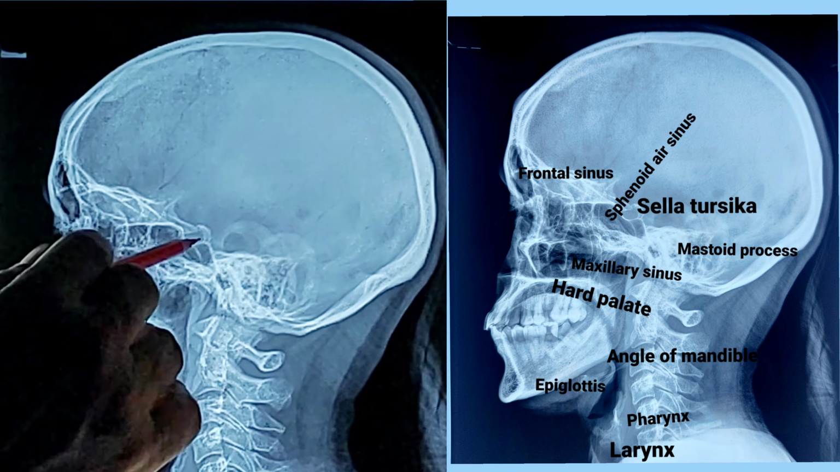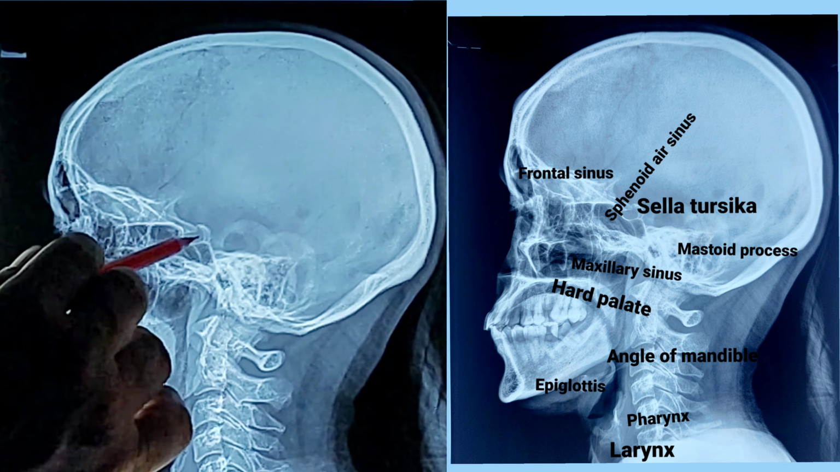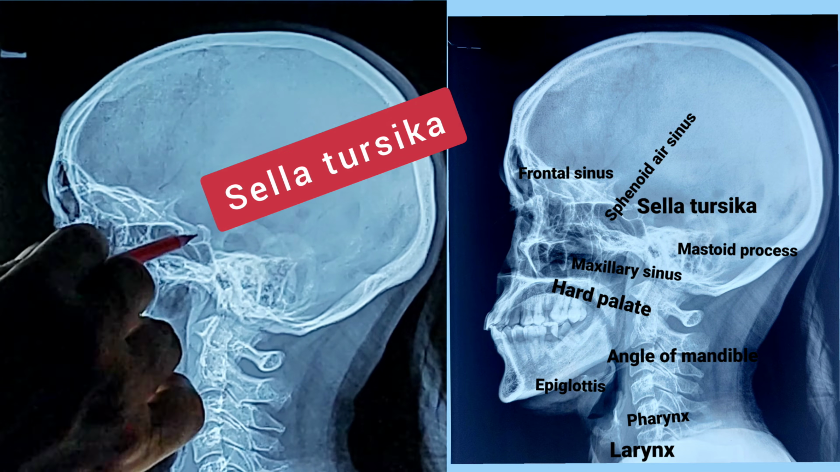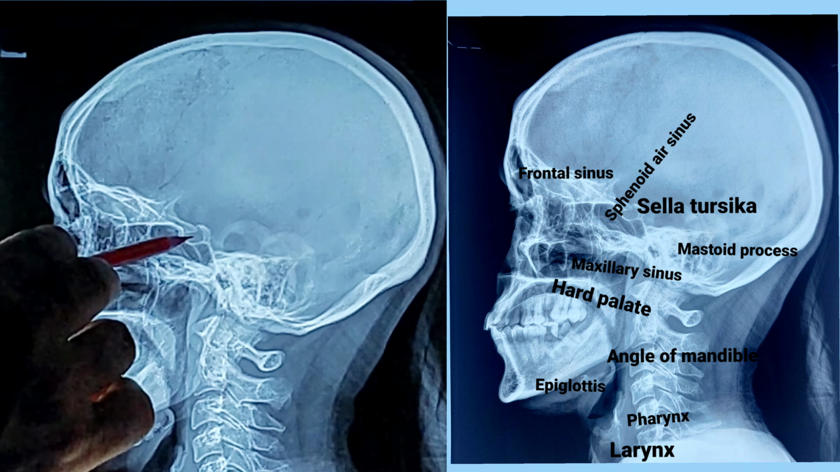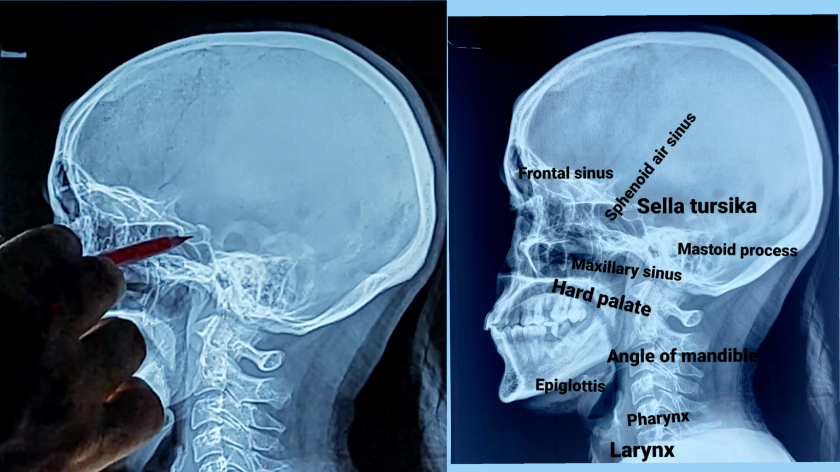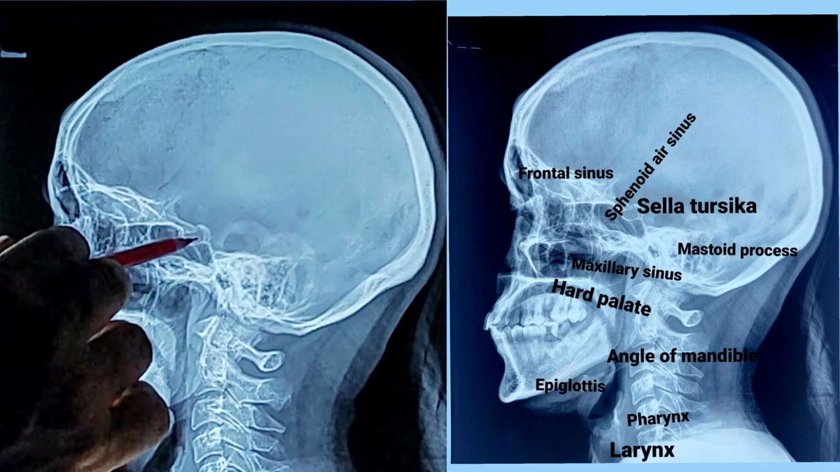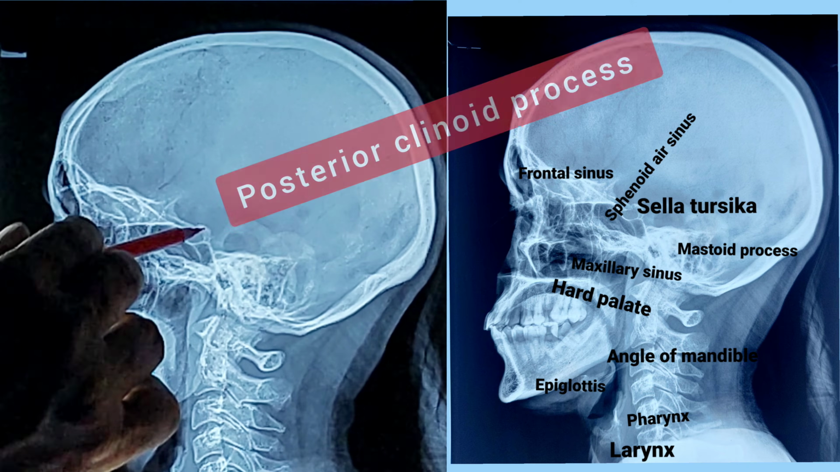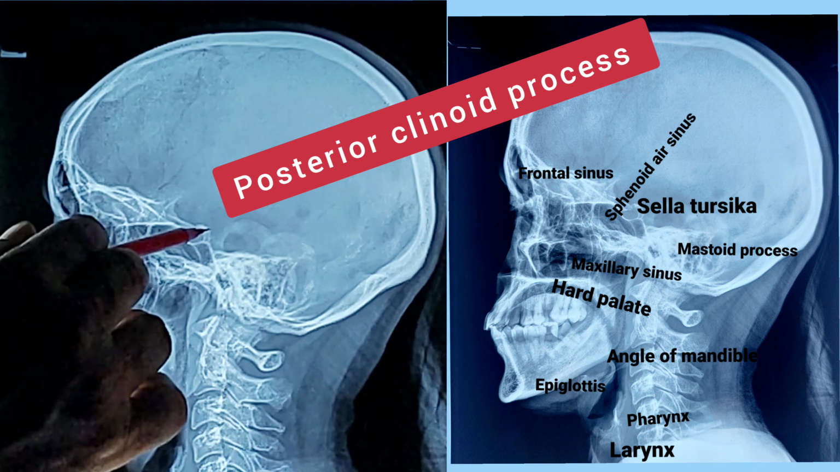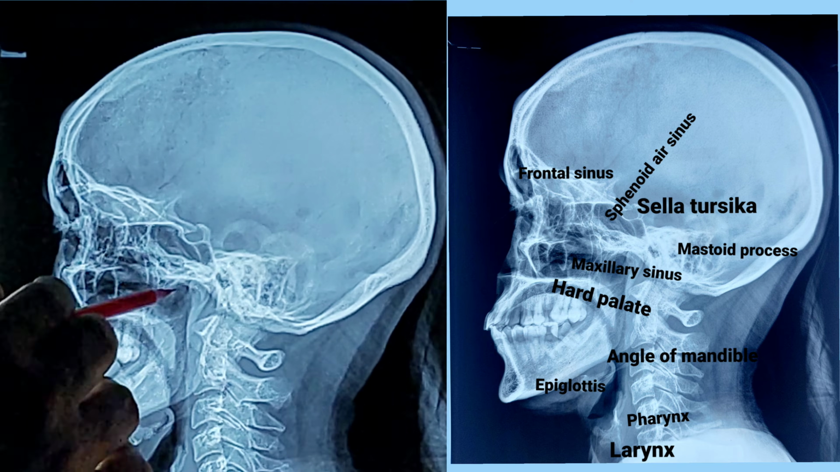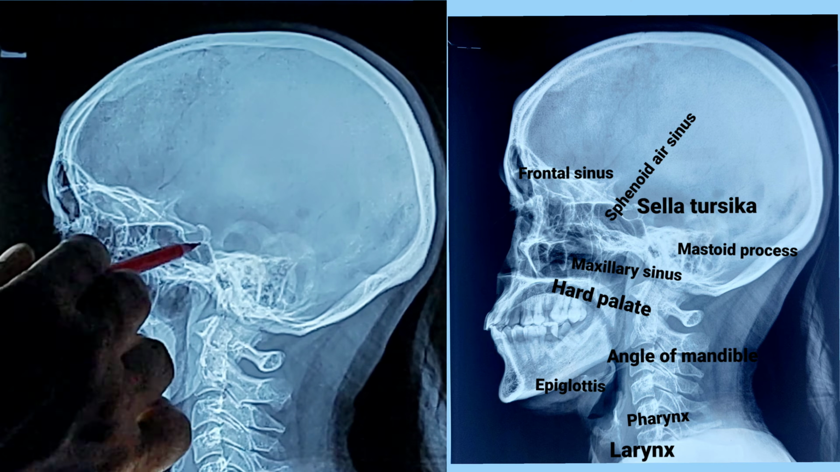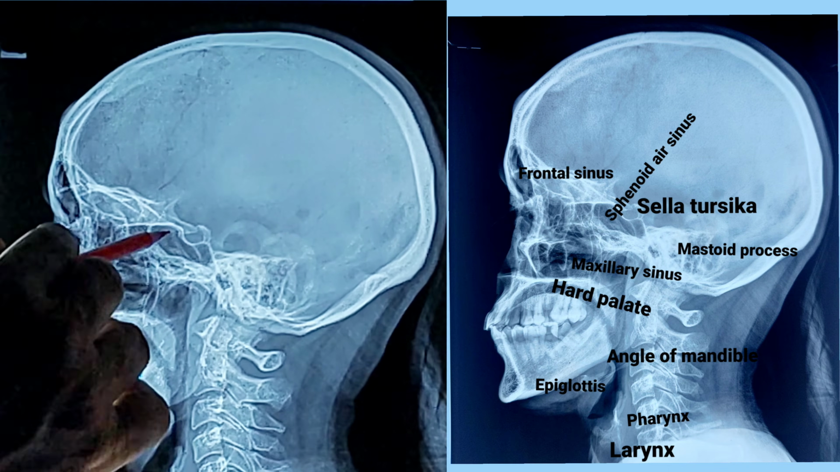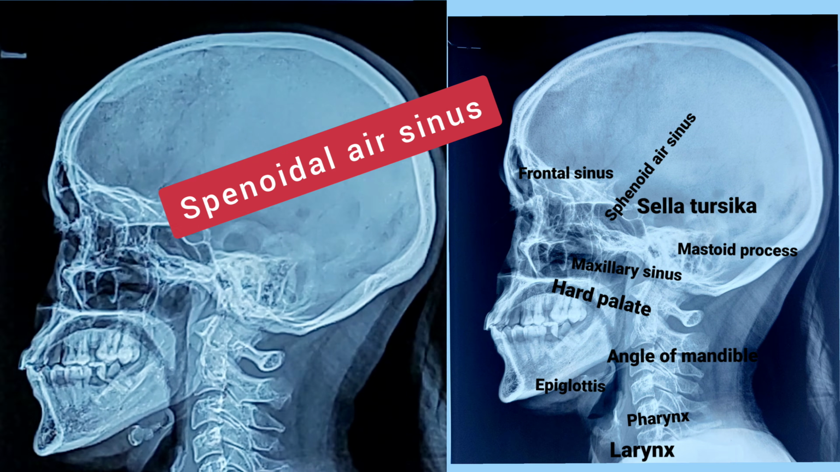And here in the upper part, there is one concavity, this depressed area, and that is called sella turcica. And this fossa is called pituitary fossa for the lodgement of the pituitary gland, and it is bounded anteriorly by anterior clinoid process and posteriorly by posterior clinoid process. Then it is the dorsum sellae backwards. So below the sella turcica, this translucent area, this is the sphenoidal air sinus.